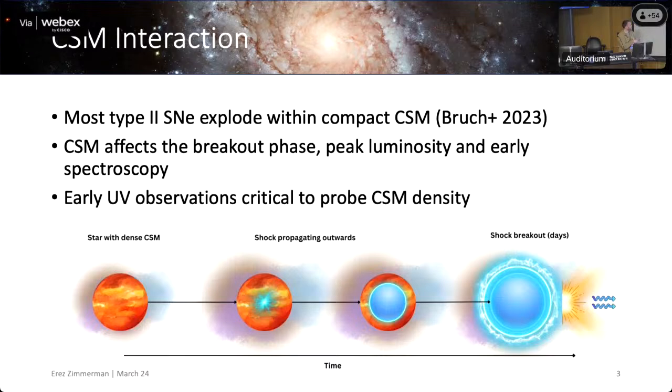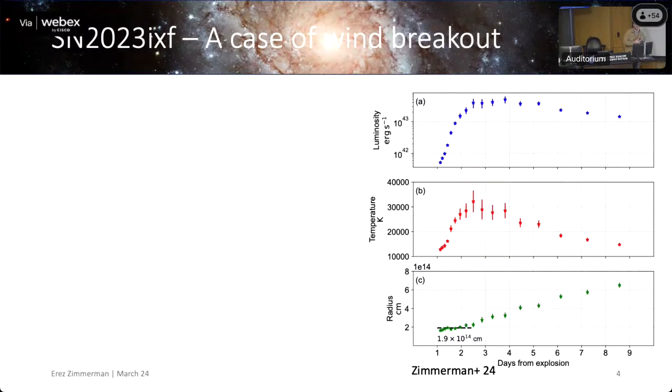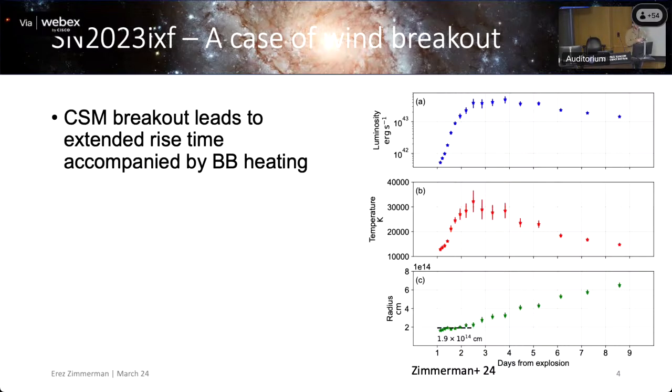And the early UV observations are really critical to probe the CSM properties and density, because you need a full SED to really see what the luminosity is and probe what the mass is, etc. So we have one really good example of a supernova that happened really nearby, that is 2023 IXF, and we can follow what can be done with UV to probe such CSM. So first of all, we can see the extended shock breakout when we look at the bolometric luminosity of the supernova, and this can only be done if we have UV observations.